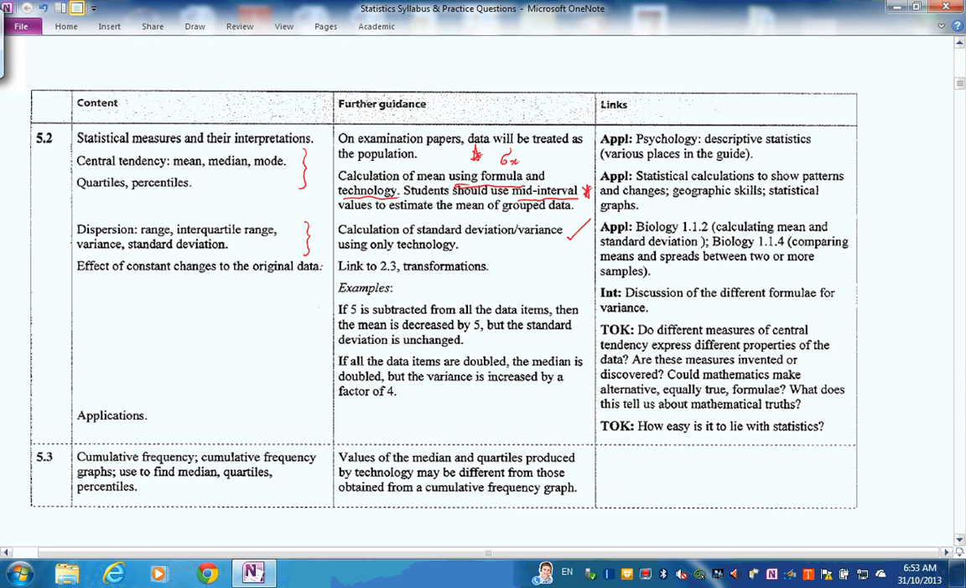Effect of constant changes in the data. So that was a little section on the end of, I think, the last pod, the one on the measures of spread. Okay, so here, linked to transformation. In other words, if you take 5 away from every score, you're translating the function. And here are a couple of examples that you might think about, which we covered.